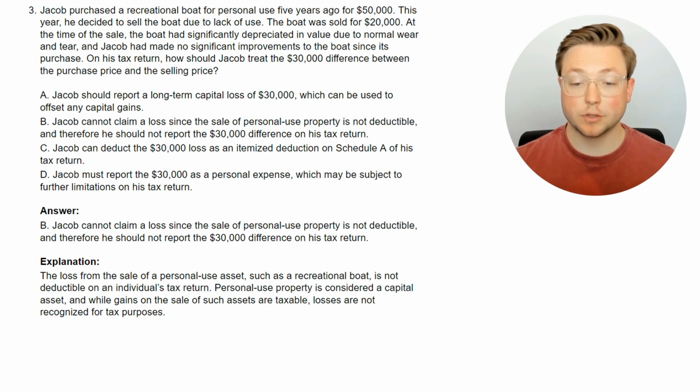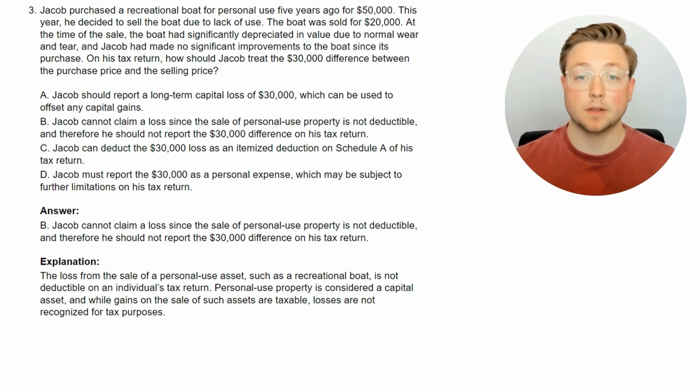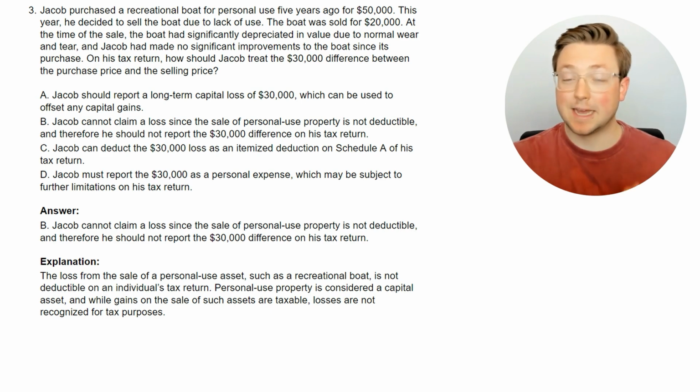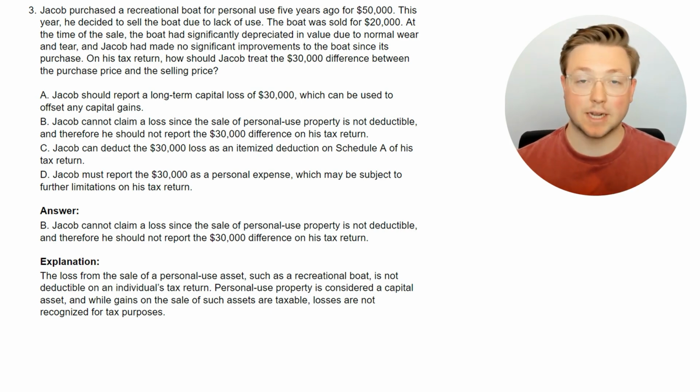The loss from the sale of a personal use asset, such as a recreational boat, is not deductible on an individual's tax return. Personal use property is considered a capital asset, and while gains on the sale of such assets are taxable, losses are not recognized for tax purposes. So yet again, another situation where you'll get taxed for making money, but if you lose money, you can't reduce your taxable income. And that's pretty much all I wanted to go over.